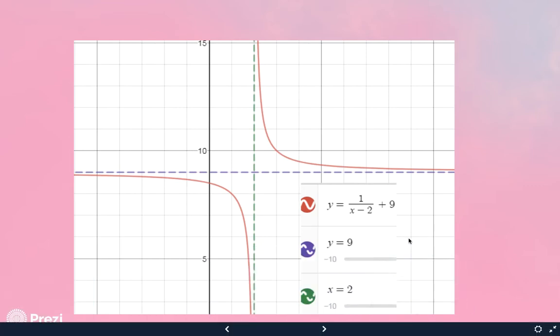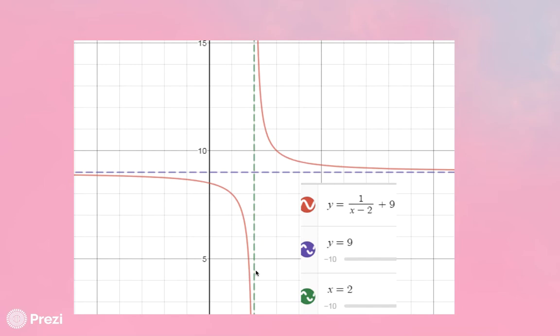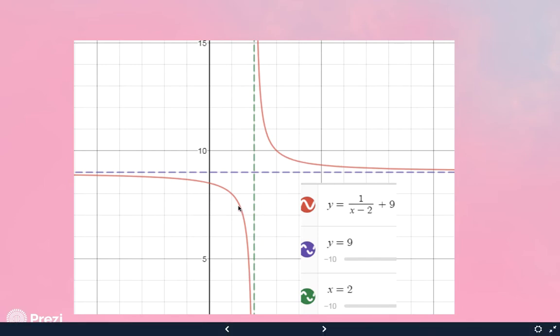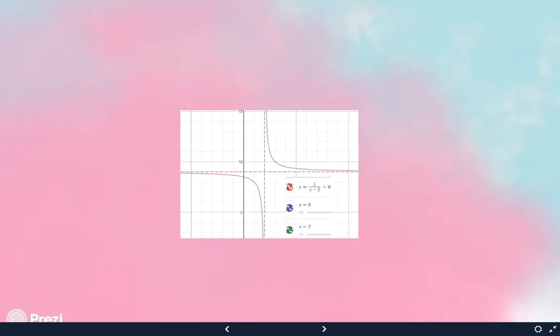Okay, so this was our equation. The blue dashed line is our horizontal asymptote at 9, and the green dashed line is our vertical asymptote at 2. Doesn't that look cool? So the graph kind of follows the asymptotes. It gets really close to each asymptote, but it does not touch it. I always think of the asymptotes as little magnets. The graph wants to get super close to it, but it never touches it. And they do it on both ends, which is really cool.